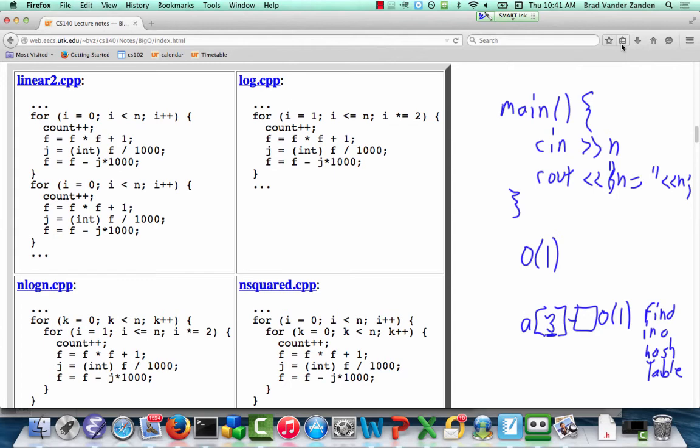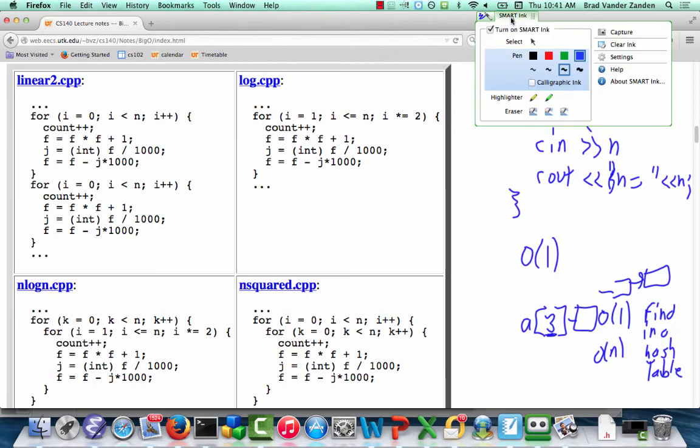Okay? But in the worst case, all n keys end up in the same bucket. In that case, we have to search the entire list, and since there are n items in the list, in the worst case, it's order n. But on average, if our hash table is big enough, we only have a constant number of keys in each bucket. Okay, so questions about any of this?